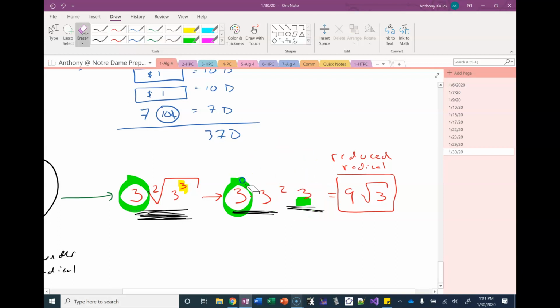So these 3s out here are like our dollar bills. This 3 underneath is like our leftover quarter. Does that feel okay? Josie.